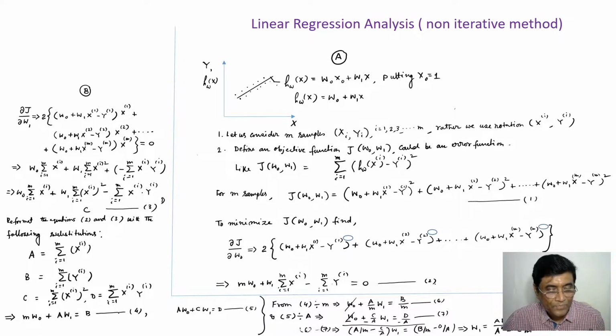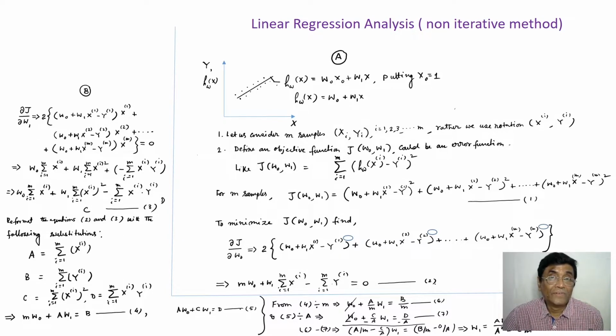Okay, you see, M W0 plus A W1 equals B, where A, B, M, they are all constants. And the other is A W0 plus C W1 equals D. So this and this in simplified form are the same. Okay, clear? As we have substituted.